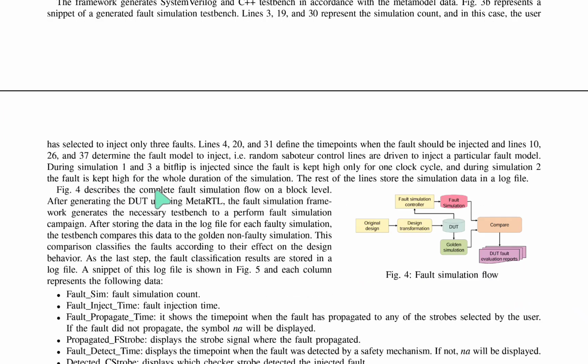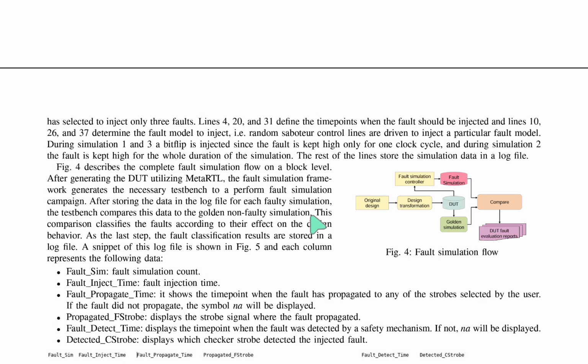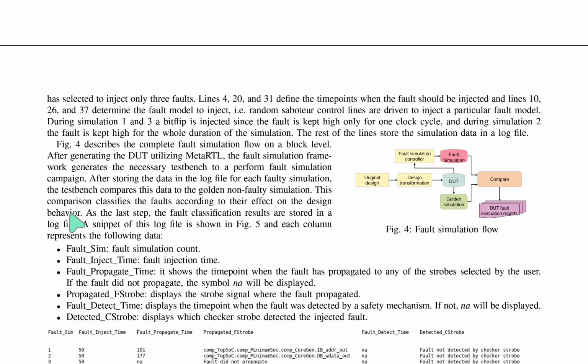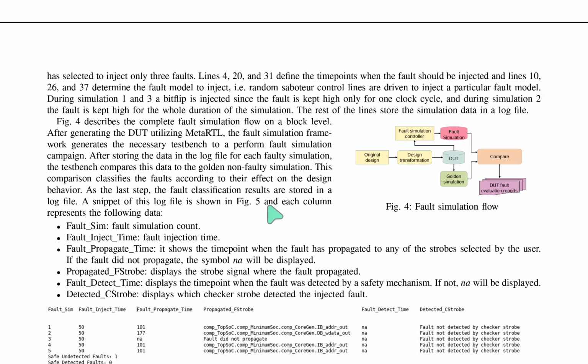Figure 4 describes the complete fault simulation flow on a block level. After generating the DUT utilizing the meta-RTL, the fault simulation framework generates the necessary test benches to perform the fault simulation campaign. After storing the data in the log file at each faulty simulation, the test bench compares this data to the golden, known fault-free simulation. This comparison classifies the faults according to their effect on the design behavior. As a last step, the fault classification results are stored in a log file.